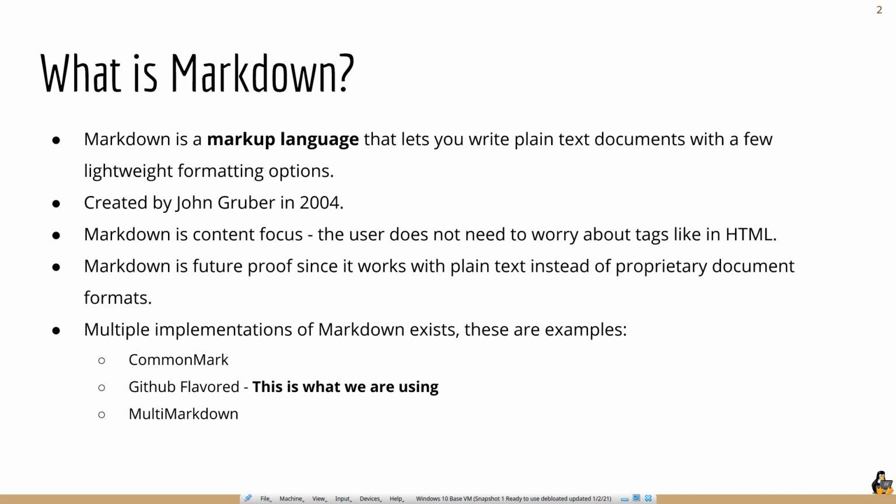Markdown is content focused, and that means you are focusing on writing and not on formatting. Markdown is future proof because you're working with plain text. Plain text is just text. It's not proprietary, it's not like Microsoft Office, because you write a Word document, it's good as long as Microsoft Office is good, but with Markdown you're writing just plain text. Multiple implementations of Markdown exist. You have CommonMark, GitHub Flavor, which is what we are going to be using since we're going to be using GitHub in this class, and you have also MultiMarkdown.